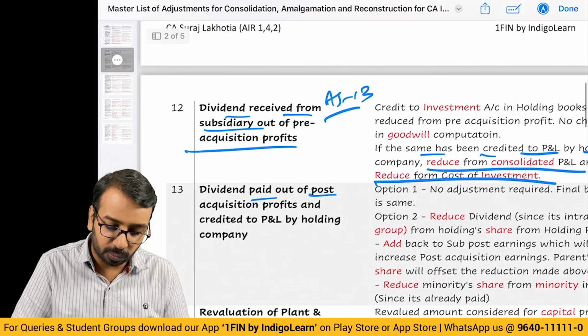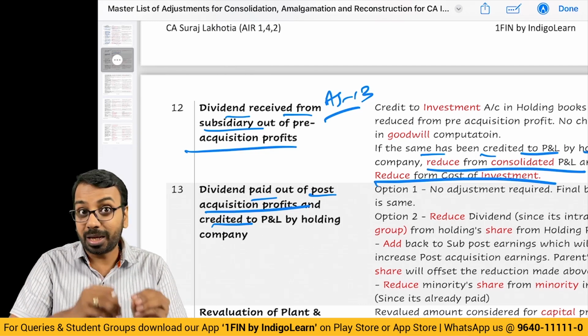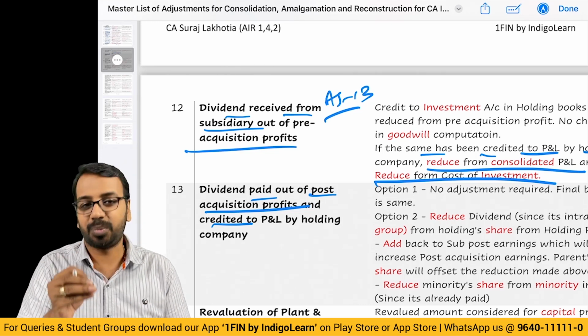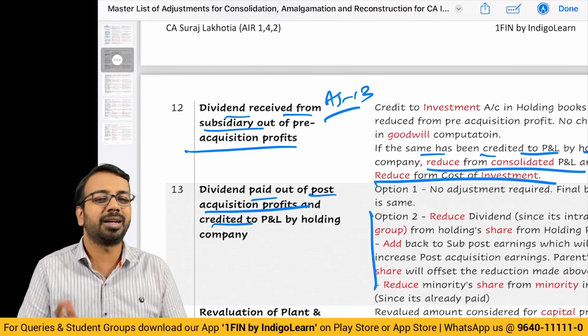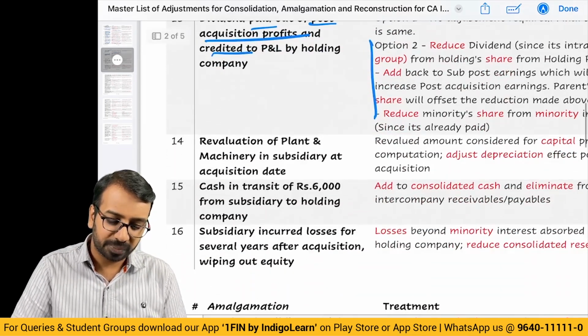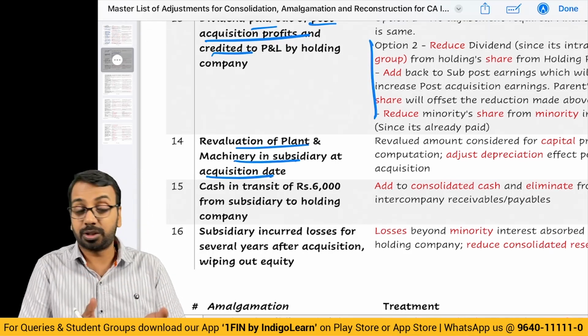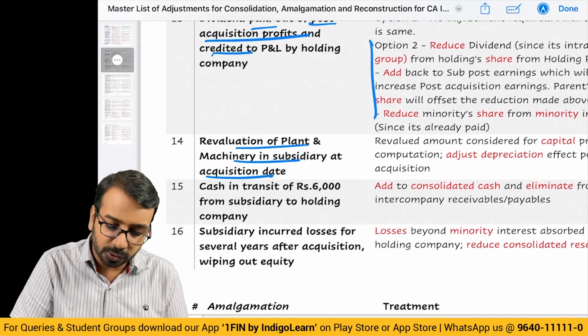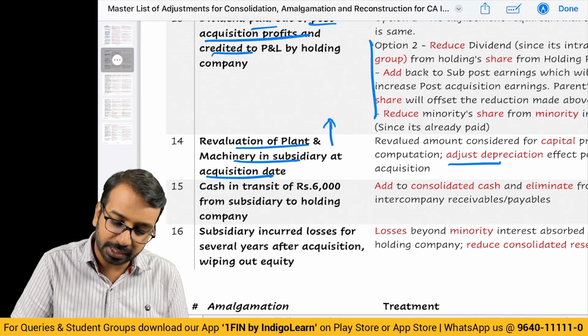If dividend is paid out of post-acquisition profit, one simple thing you can do is just ignore it because it will not impact the total consolidated P&L. If you want, you can do the second option, which is slightly more complicated from an examination point of view. Then revaluation of property, plant and equipment or machinery: just increase the value and also ensure you charge excess depreciation on the higher value.